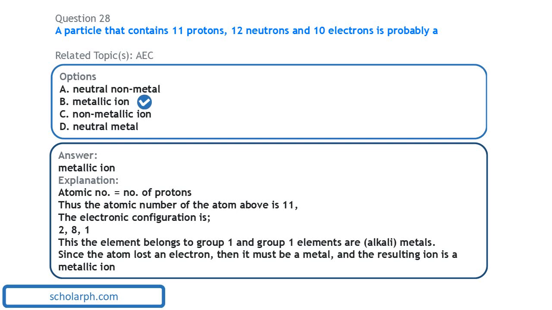So we know that this is going to be an ion, but it's going to be a metallic ion or a non-metallic ion. Then we need to go back to this electronic configuration, 281. We look at the last number here. This last number tells us the group to which the element belongs. The last number is 1, meaning that the element belongs to group 1. Group 1 elements are the alkali metals. They are metals. So we know that this atom is a metal, but it is not neutral because it has lost an electron. So that means it is a metallic ion, a positive ion, a cation.